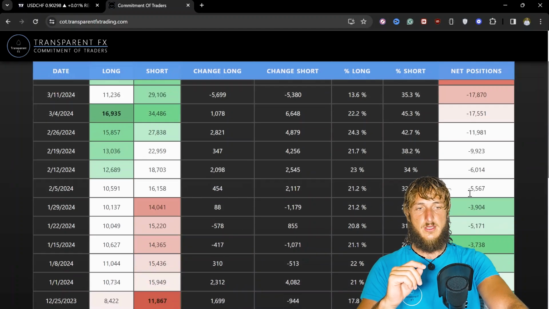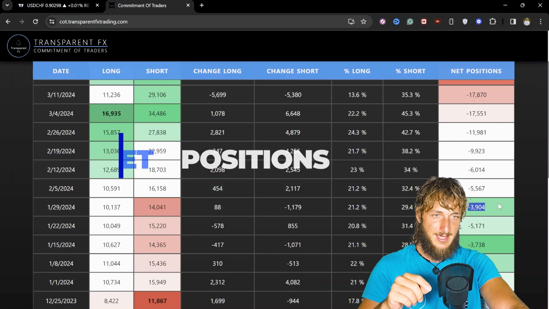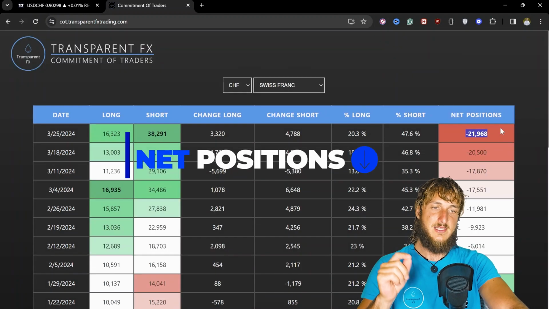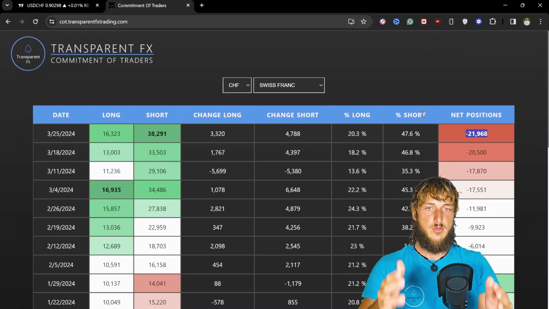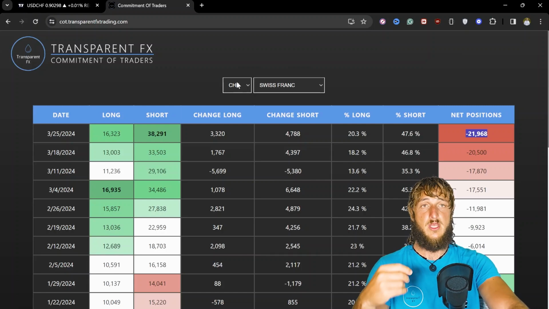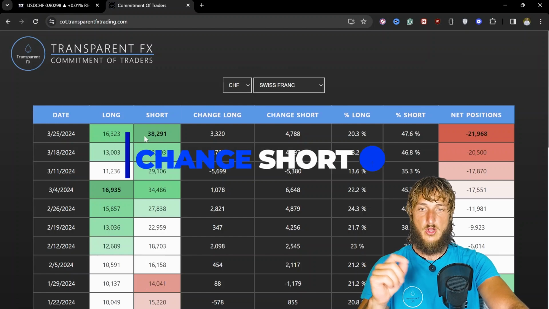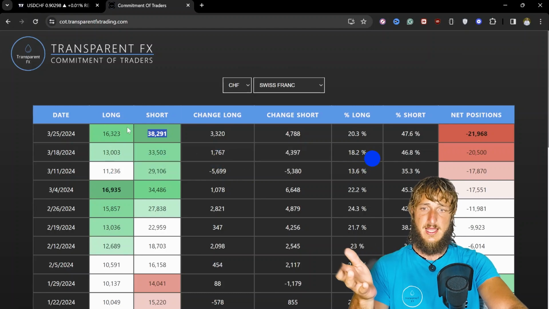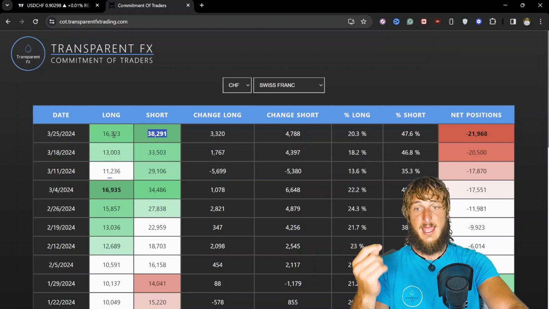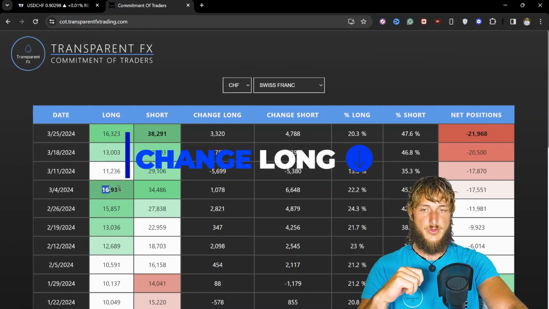And what we can see here is that institutions went from having a net positioning of minus 3.9K all the way down to having minus 21.9K. So institutions have been moving aggressively to the bearish side for the CHF, meaning to the bullish side of USDCHF. In fact, shorts got increased from 14K all the way up to 38.2K, and longs, we can see how more or less remained the same, but anyway, got slightly decreased from 16.9K to 16.3K.